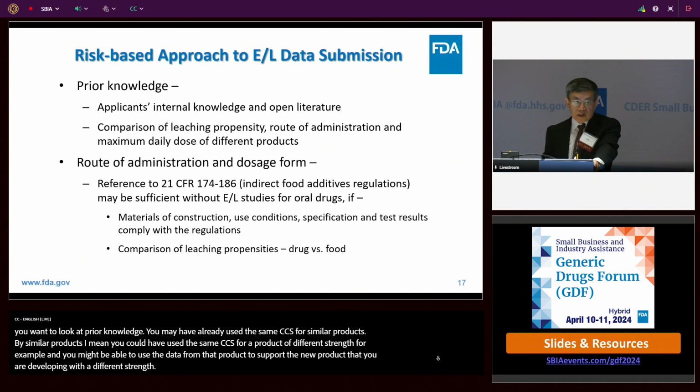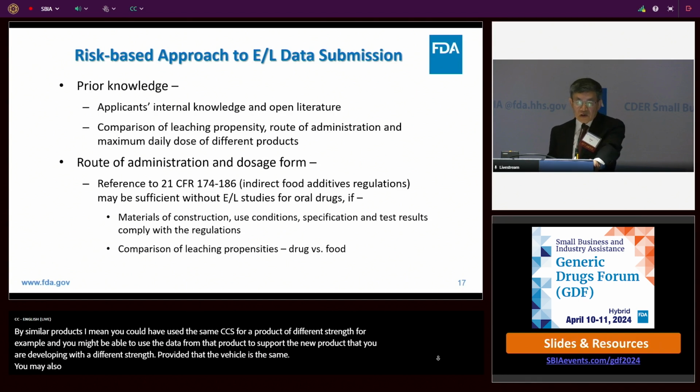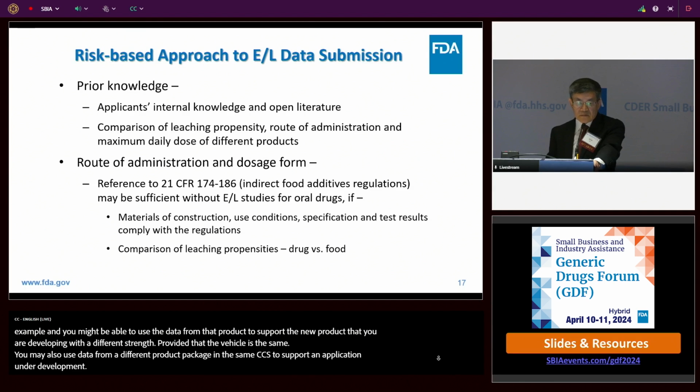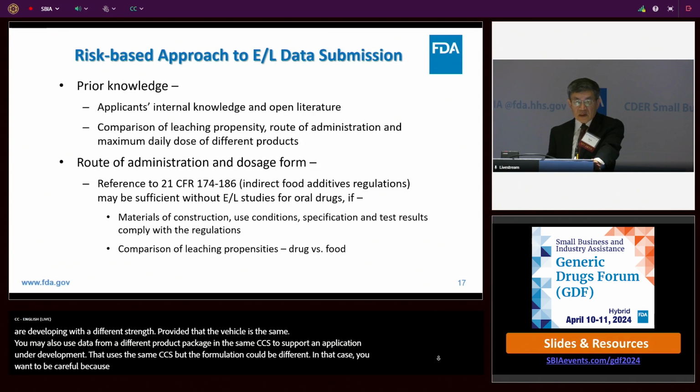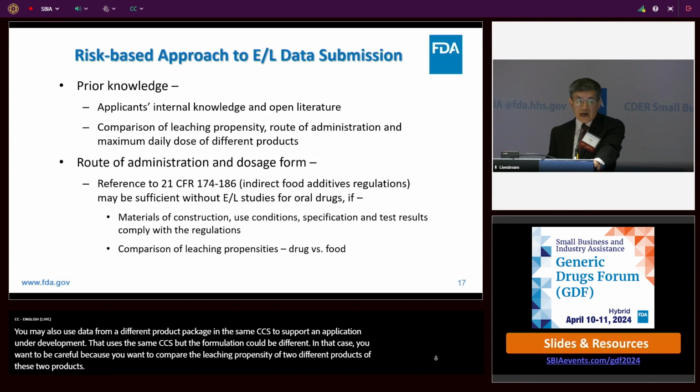You may also use data from a different product packaged in the same CCS to support an application under development that uses the same CCS, but the formulation could be different. In that case, you want to be careful though, because you want to compare the leaching propensity, route of administration, and maximum daily dose of these two different products. And the reason for that is that you do not want the new product to have a higher level of leachables compared to the one that has been developed and approved.